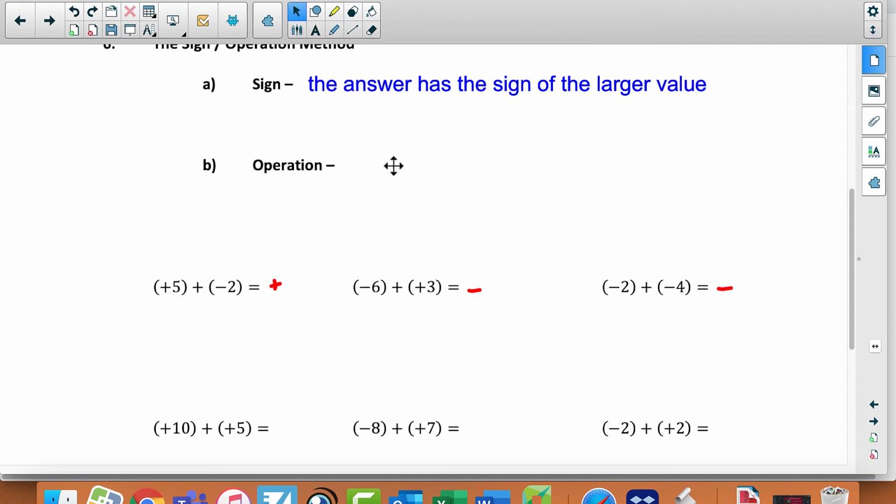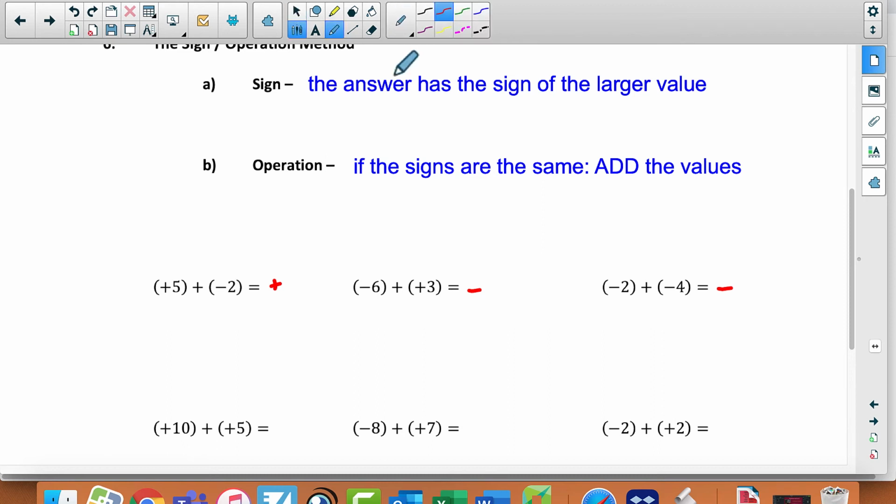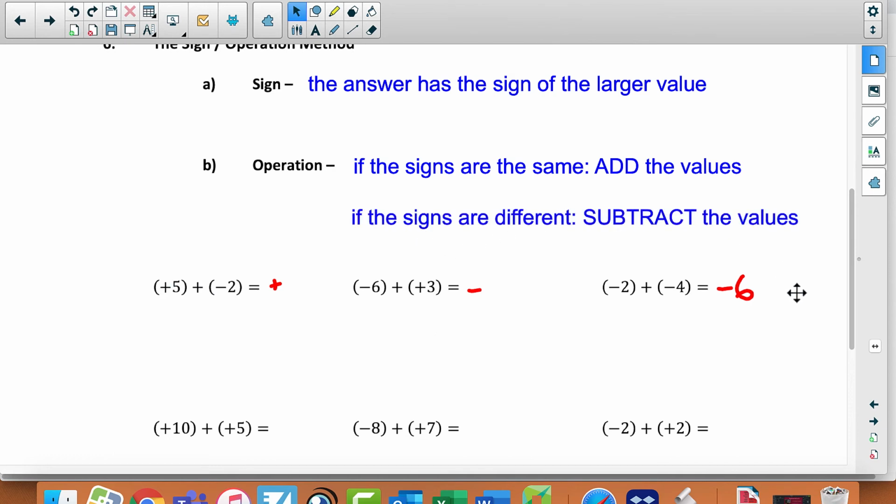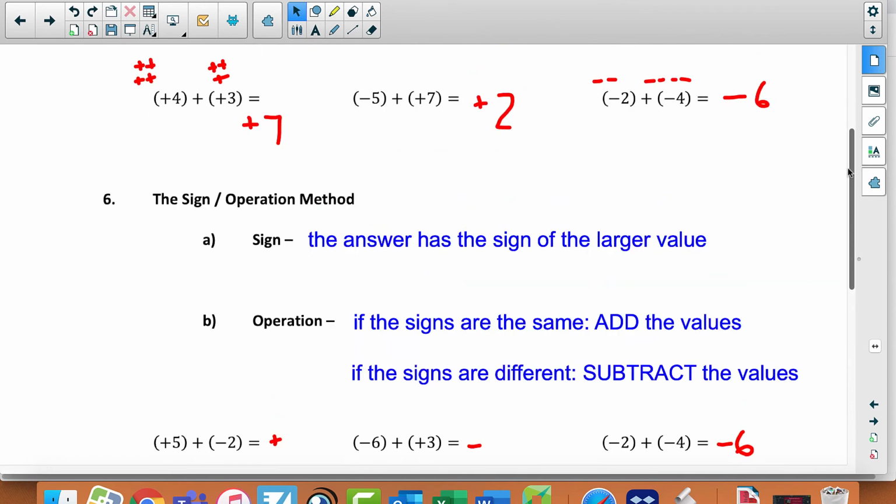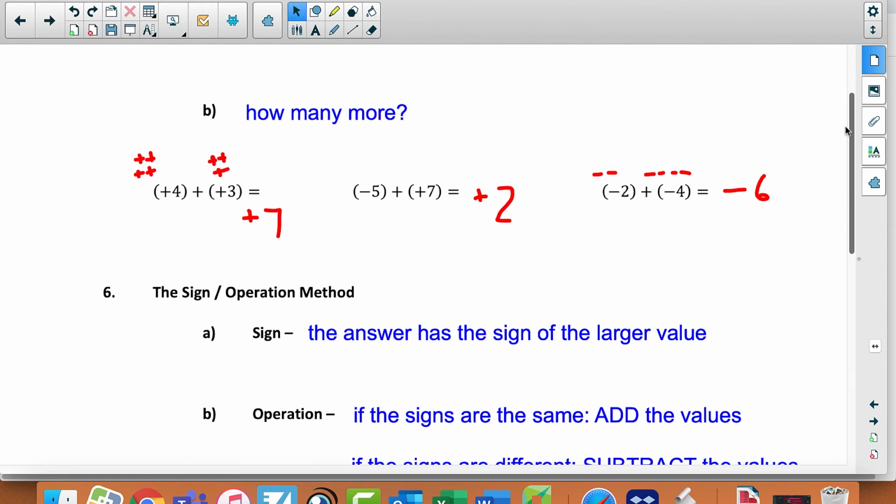Here's the part that confuses people. If the signs are the same, you're going to add the values. Alright, so for example, in this last one, they both had negatives. Negative, negative. So you add the 2 and the 4 together, and you get 6. There's our answer, negative 6. But what about these ones where the signs are different? You actually don't go 5 plus 2 and get 7. This is going to drive you crazy, but what you actually do is you subtract the values. So let me go back to one we've already done, and I will show you this.